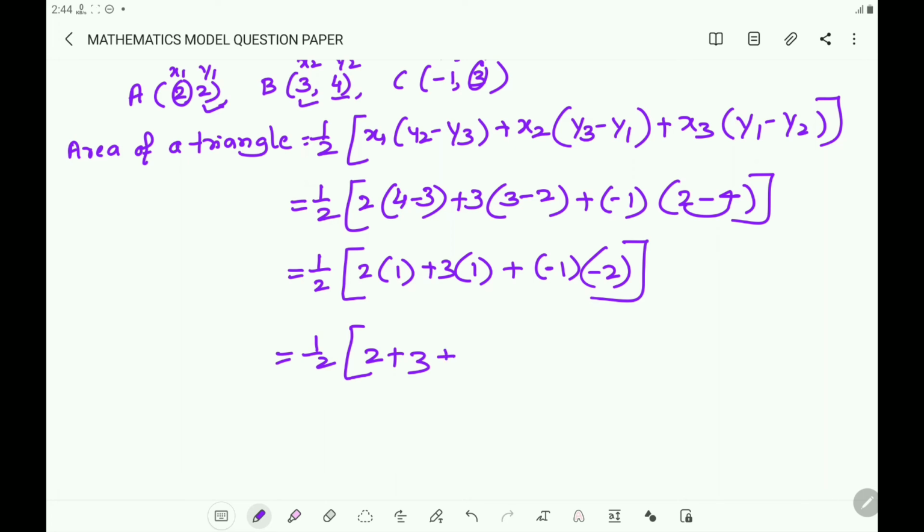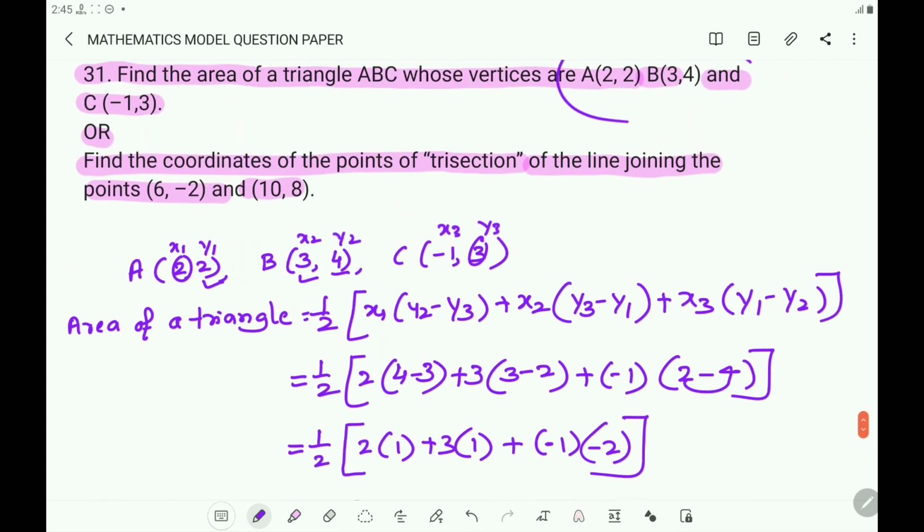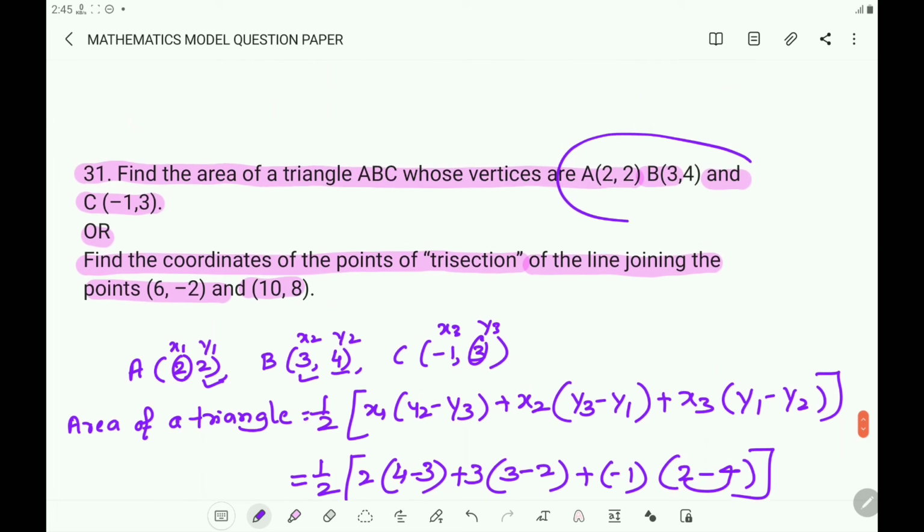That equals 1 by 2 into 2 plus 3 is 5, 5 plus 2 is 7. So I got 7 by 2, which is equal to 3.5 square units. 3.5 square units is the area of the triangle ABC whose vertices are A(2, 2), B(3, 4) and C(minus 1, 3).